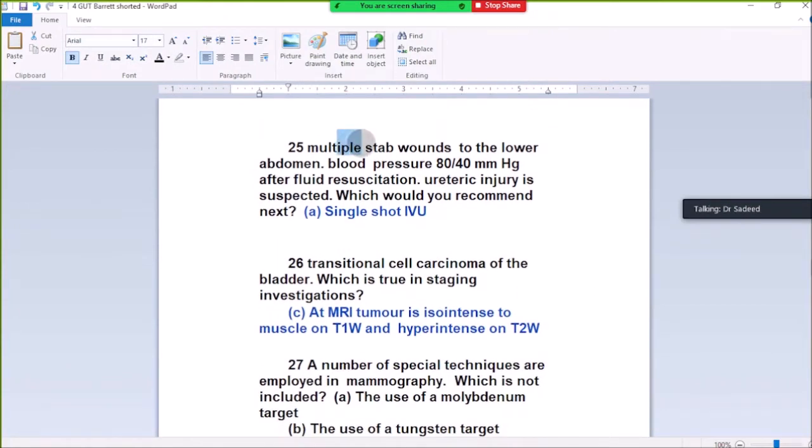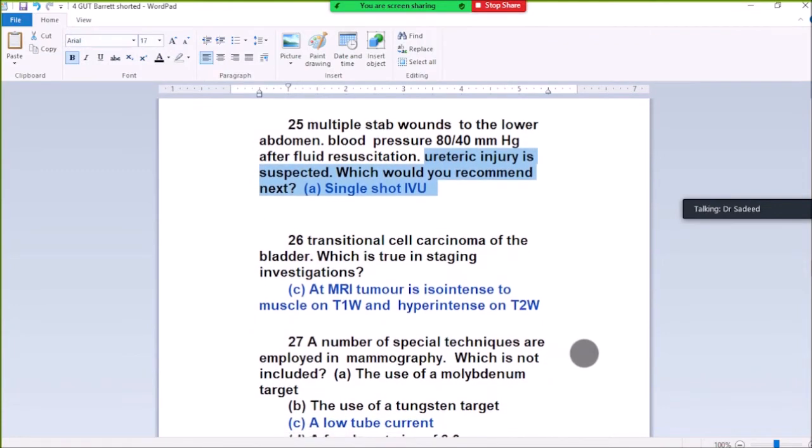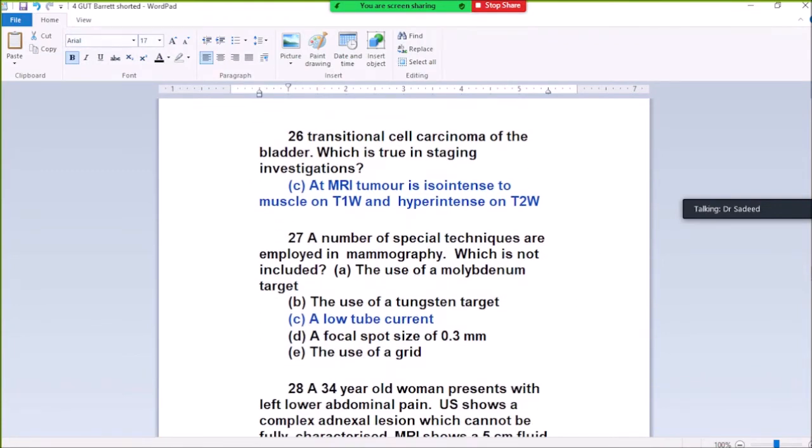Question 25. Multiple stab wounds to the lower abdomen, blood pressure 80/40, so unstable, even after fluid resuscitation. Ureteric injury is suspected. What would you recommend next? Single shot IVU in an unstable patient. In a stable patient, CT KUB.